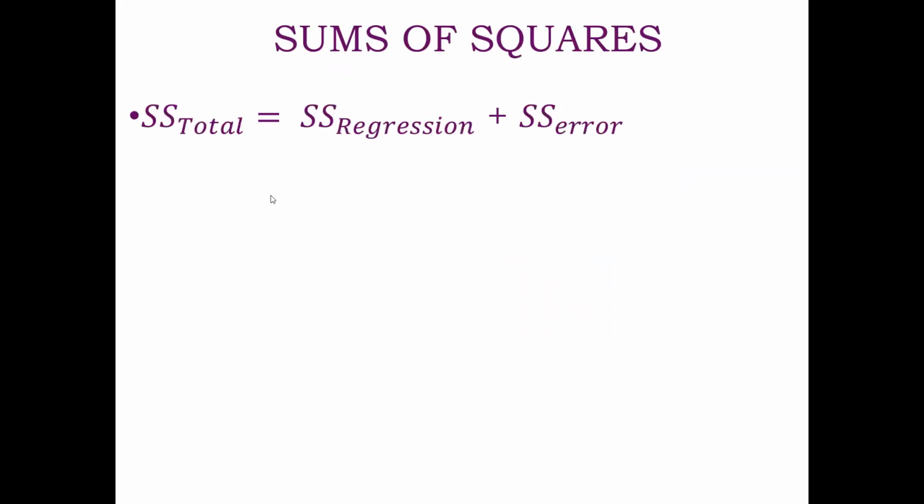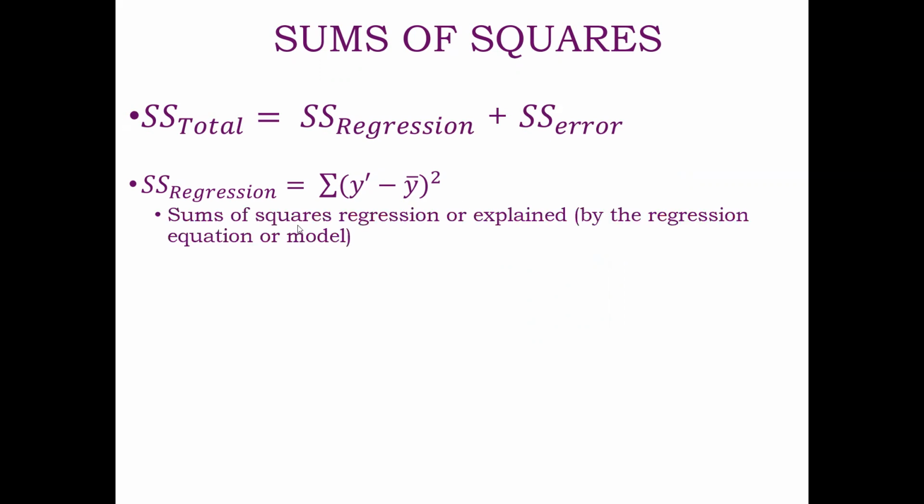Okay, more sums of squares. So sums of squares total, we can divide up into 2 different types: sums of squares regression plus sums of squares error. Sums of squares regression is just the difference between y prime and the mean of y. So that's that increase in predictability. How much better does y prime predict than the mean? And then you square them. That's also called sums of squares explained by the regression equation or model. This is the good stuff. We want this to be as big as possible. It's how well the model, the regression equation, fits the data.